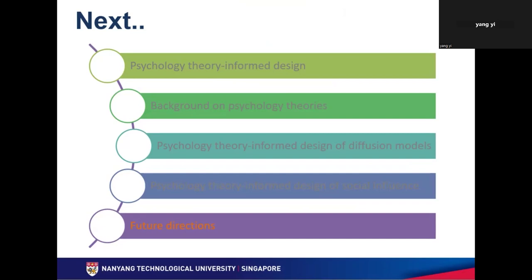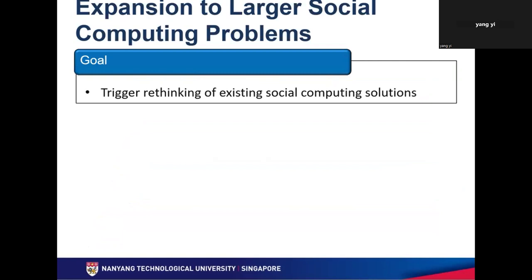Okay, so I'm going to wrap up the tutorial by looking into future directions on this topic. The good thing about this topic is, as you can see from our review, there is much less work on bringing social psychology into social computing. You can imagine every aspect of social computing solutions that involves groups of individual people can be mapped to a problem where you need psychology theories. So it can trigger rethinking of many existing social computing solutions. And potentially, they can be more accurate than existing solutions that do not consider psychology theories at all. This is intuitive because you are taking human behavior into consideration when modeling your social computing solution.